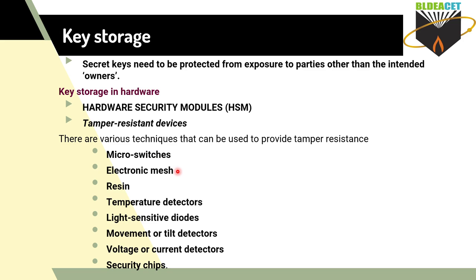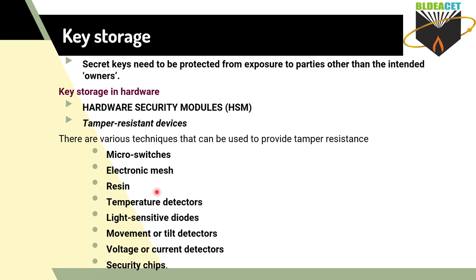Or electronic mesh. Electronic mesh covers that particular whole module, and it provides one security layer for that module. If anyone tries to tamper with it by touching it, the electronic mesh gives electric shocks. Or resin, which is also the same as the electronic mesh.